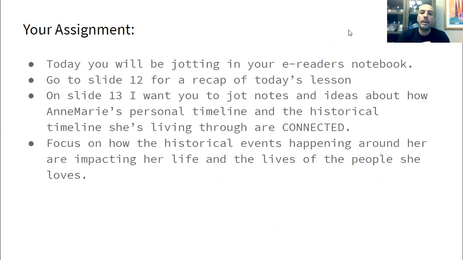So today you're going to be jotting in your e-reader's notebook like we have in days past, and you will be doing every day going forward. You can go to slide 12 for a recap of today's lesson. And then on slide 13, I want you today to jot some notes and ideas about how Anne Marie's personal timeline and the historical timeline she's living through are connected to each other.